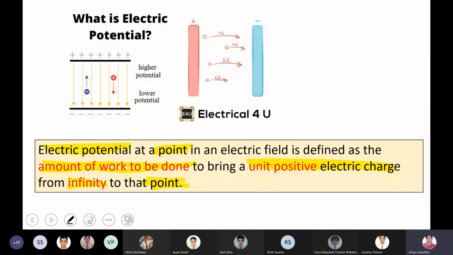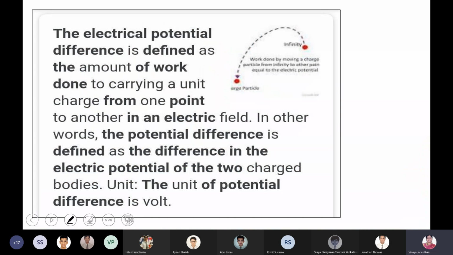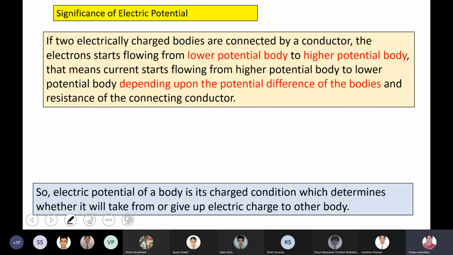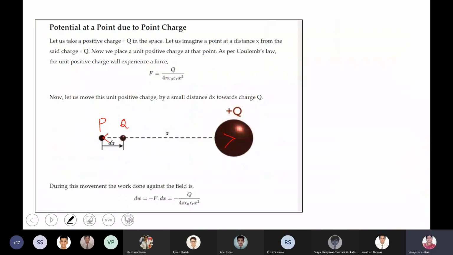So let us derive an expression for it. Shall we go for deriving an expression? Right, boys. Potential at a point due to a point charge.